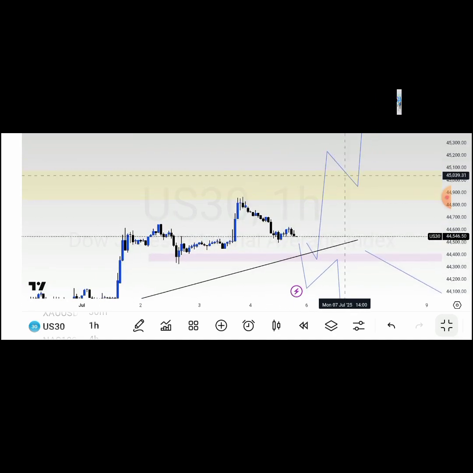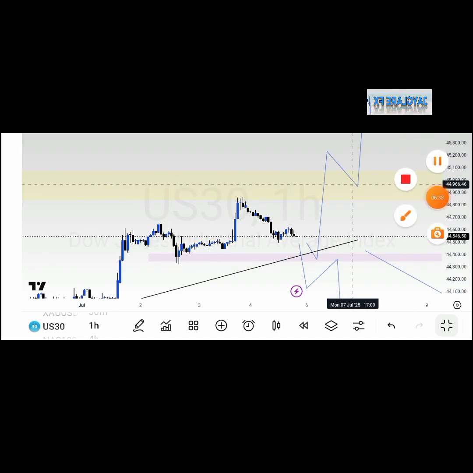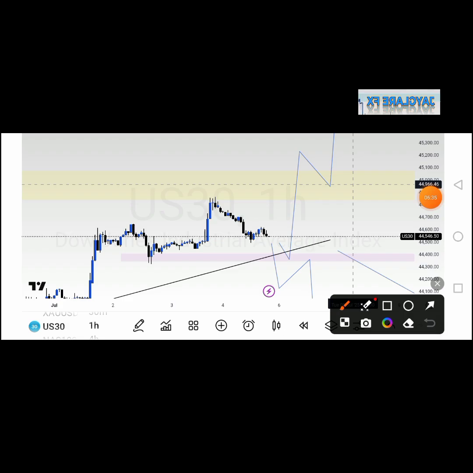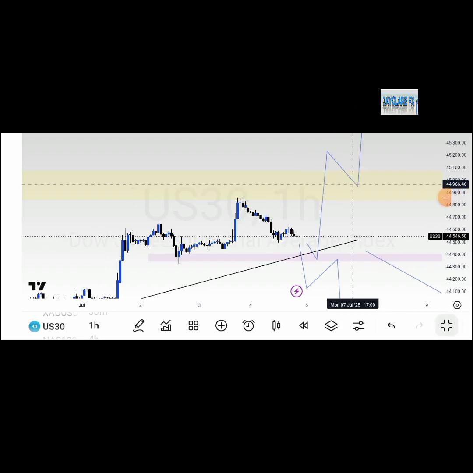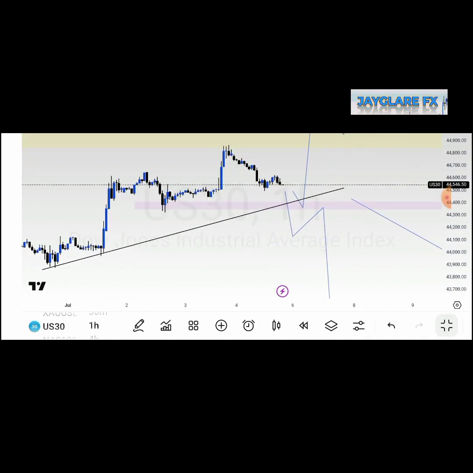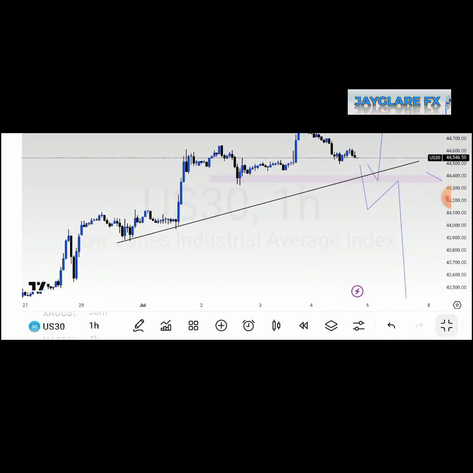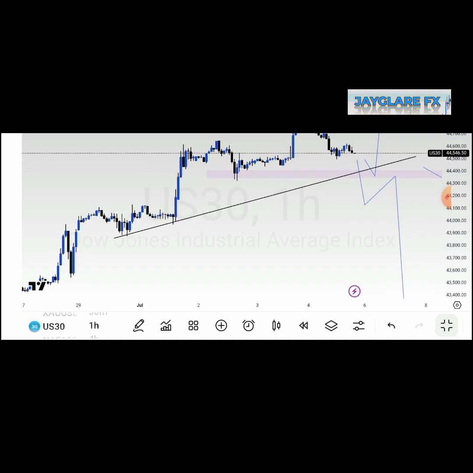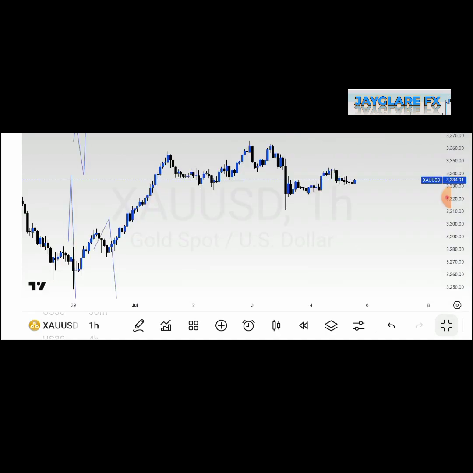We are going to be taking the trade from this point. If the market comes here, we'll be taking the trade from this point if it breaks and retests like that. So guys, that's my expectation on US30. So now let's go down to gold.